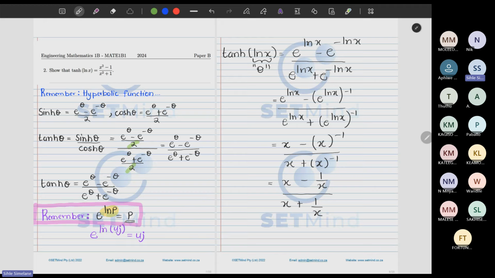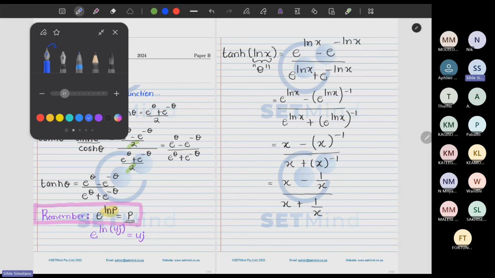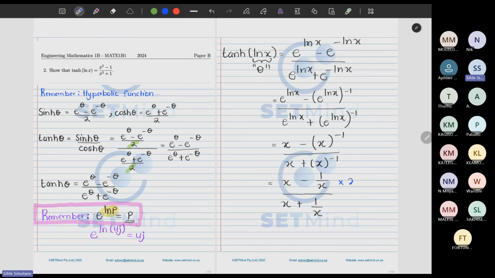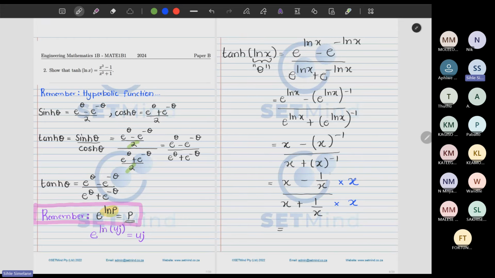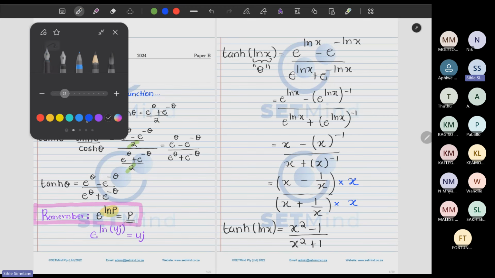But we can see that our answer doesn't have any 1 over x here. So how can we remove that x which is appearing now here? We can remove it by multiplying the denominator by x and also by multiplying the numerator by x. And when we do so, you will see that our answer will end up being x squared minus 1 divided by x squared plus 1. And that becomes what our hyperbolic tan of ln of x is. So that, guys, is our answer.